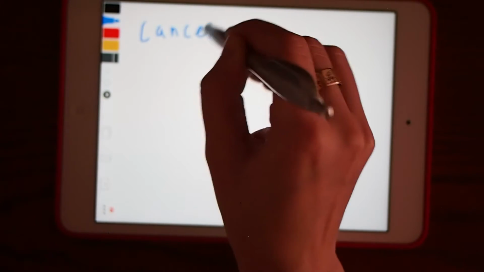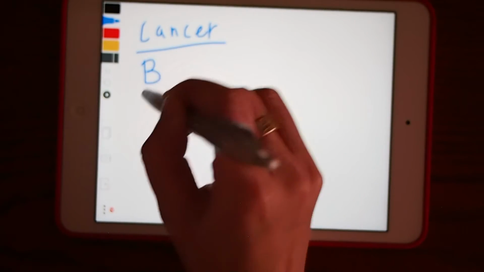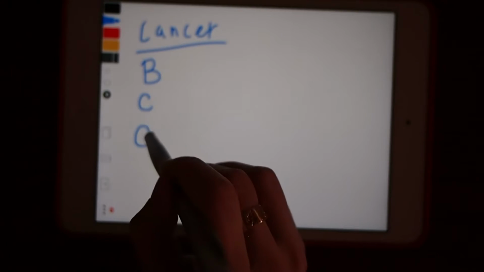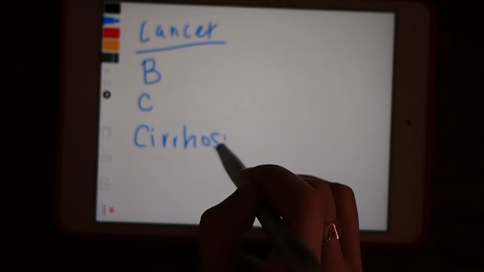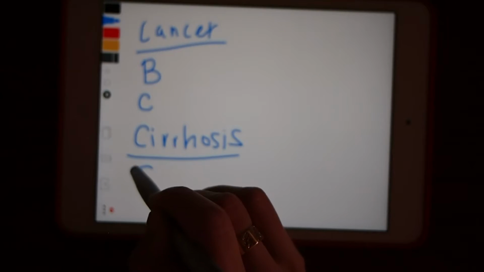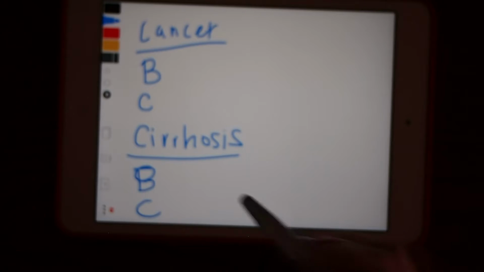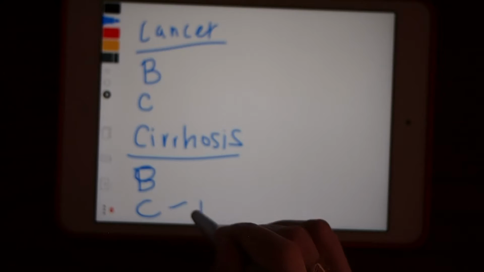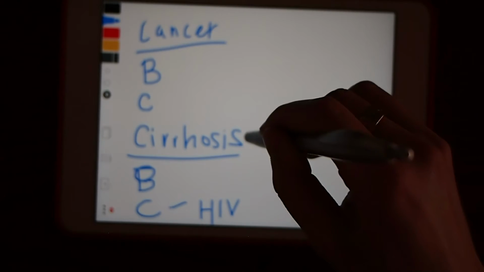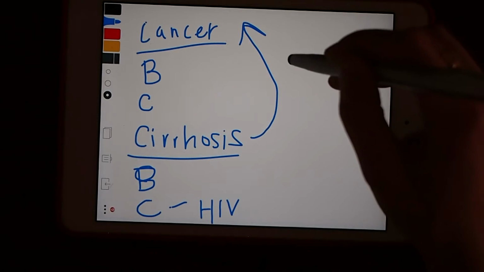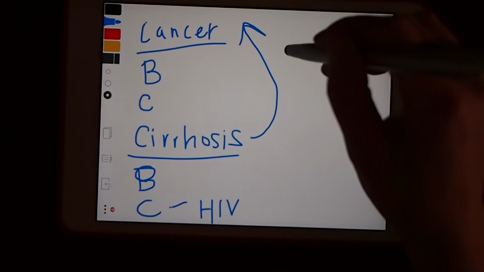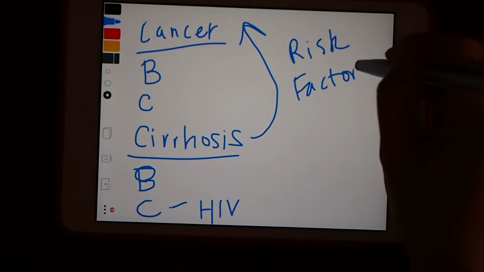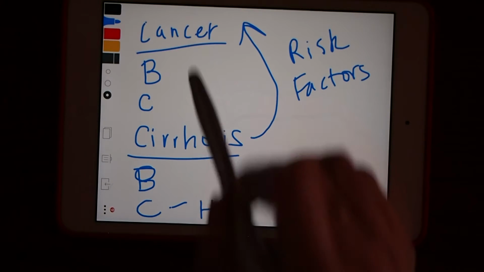Cancer is one complication that is found in both hepatitis B and C. And cirrhosis is seen in B and C, especially in people with hepatitis C who also have HIV. Now, cirrhosis is one of the most common risk factors for cancer. So, these are both complications and they're both related.